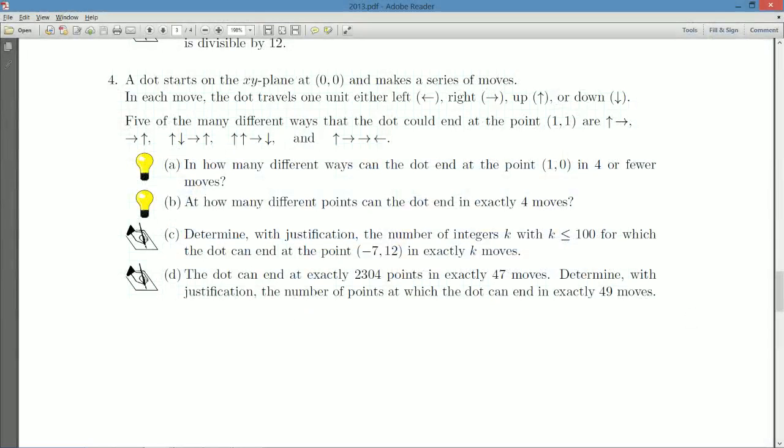Alright, determine, with justification, the number of integers k with k less than or equal to 100, for which the dot can end up at the point -7 plus 12 in exactly k moves. Well, hey, we sort of already know how to do this. We know that k is going to have the same parity, the same oddness or evenness, as the sum of the coordinates, -7 plus 12.